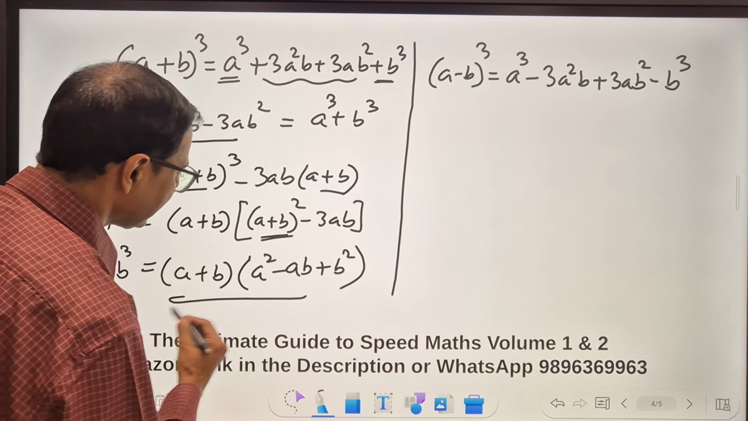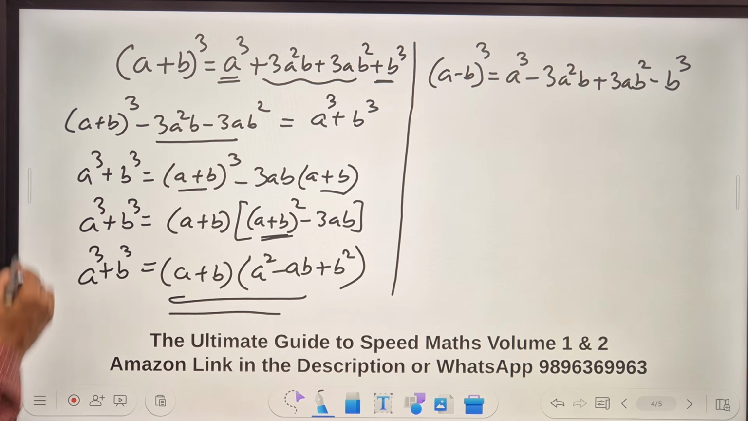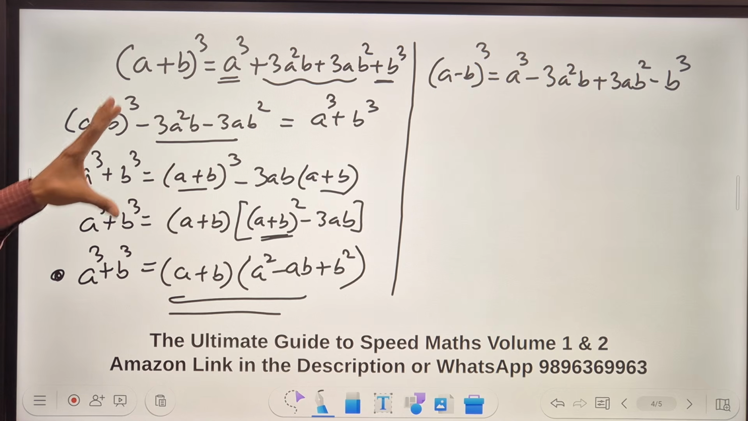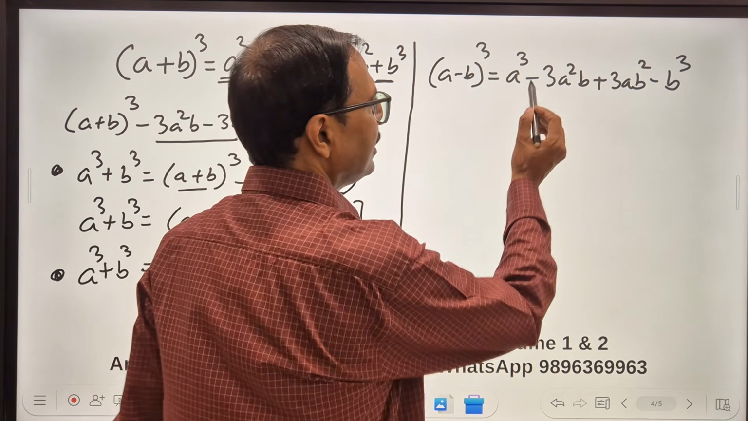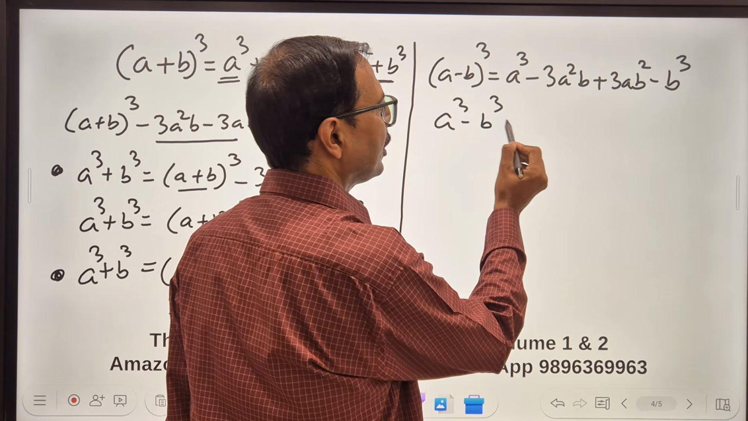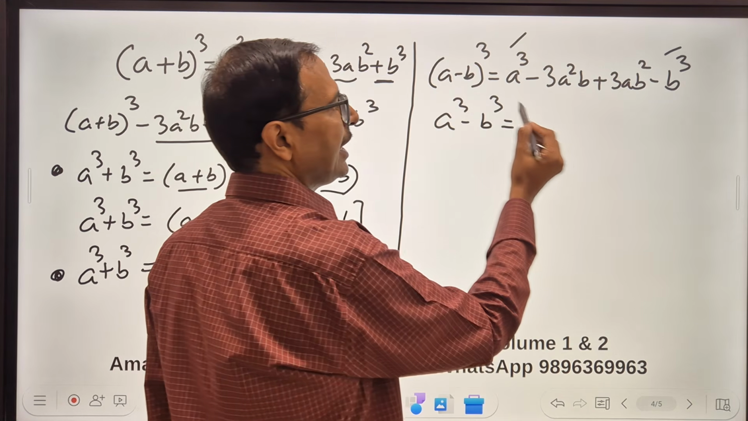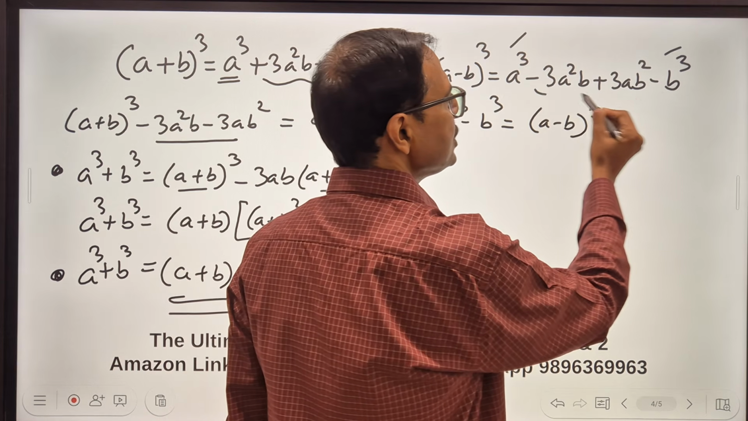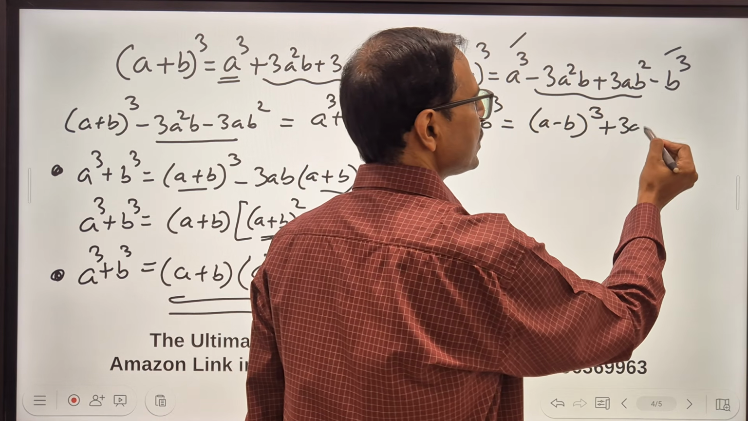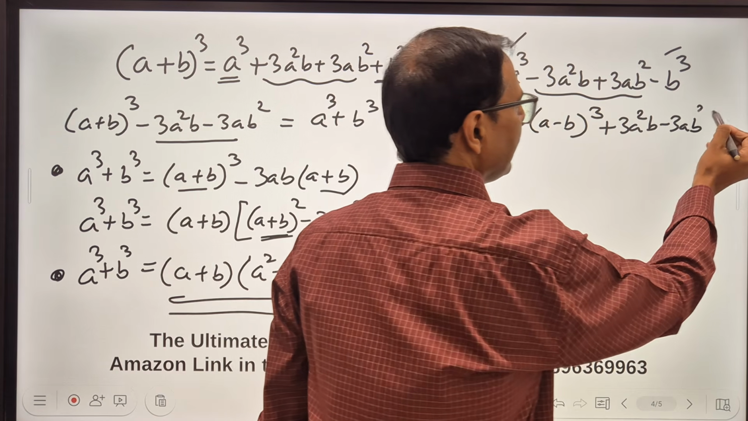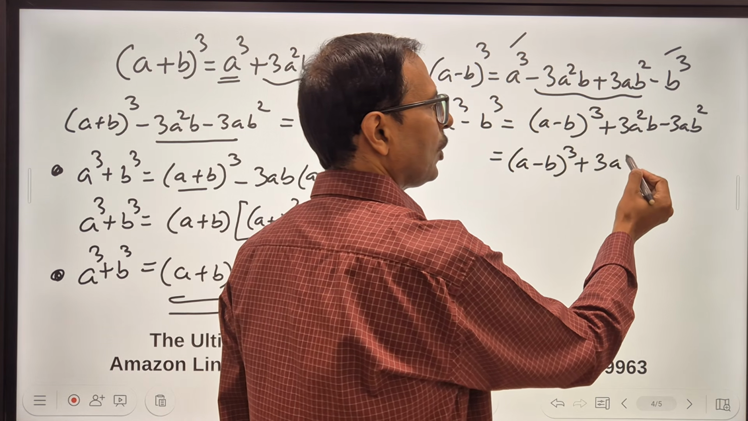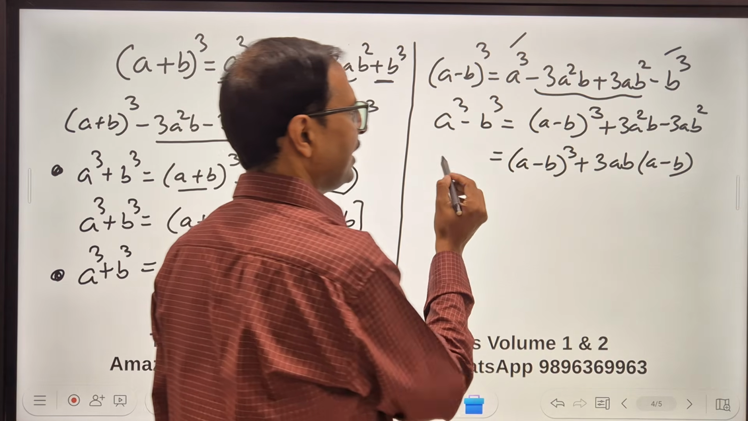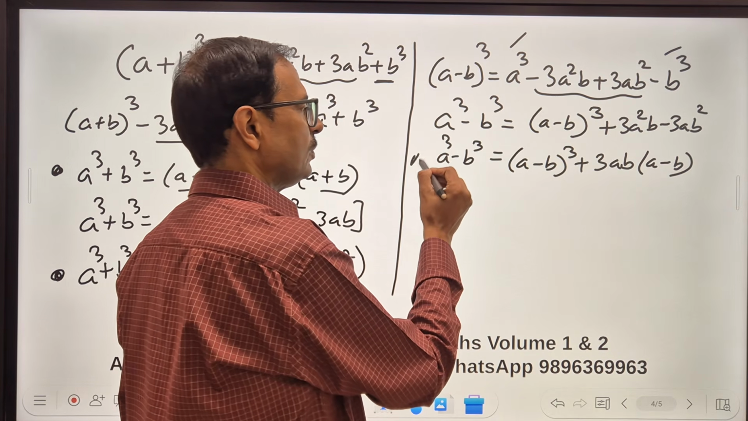Look at this, and I think this is looking more familiar to you now, because the one which I wrote here, this one and this one, these two are the two identities which students struggle to remember. They can directly be derived from a plus b whole cube. Likewise here, if I keep a cube minus b cube on one side, this term and this term, so we have a minus b whole cube, and these two terms, let's shift, so plus 3a square b minus 3ab square, and do the same thing which I did here, a minus b whole cube plus 3ab common, a minus b. Here we have another identity, a cube minus b cube, this one.